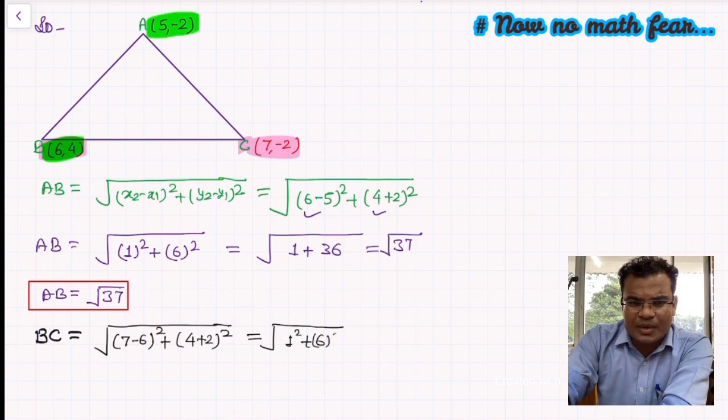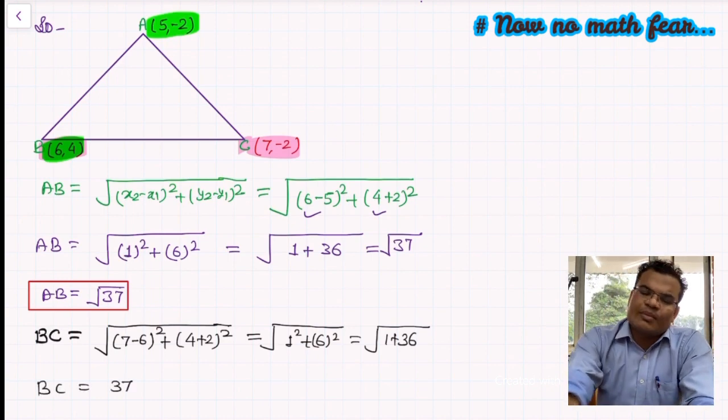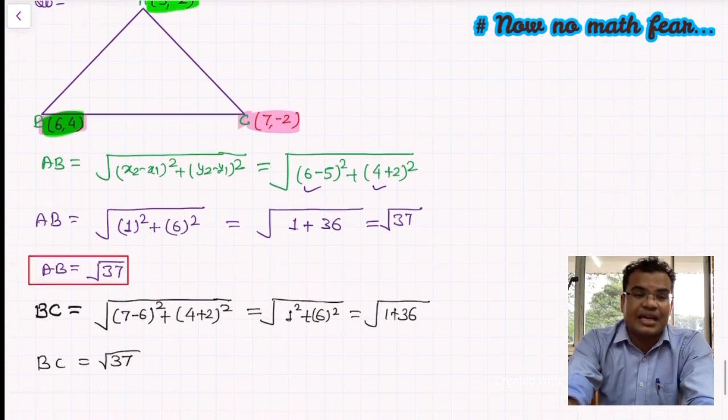7 minus 6 is 1, square, plus 4 plus 2 is 6, square. 6 square will be 36 and 1 square is 1. So again, 1 plus 36 is 37. So I'm writing here under root 37 is the side BC.